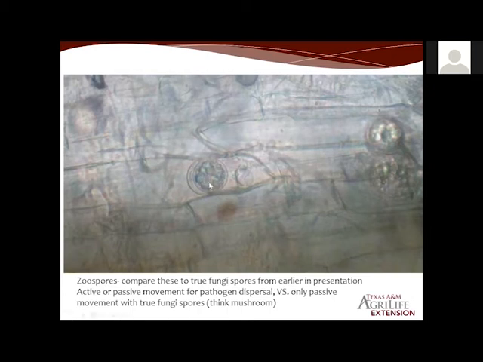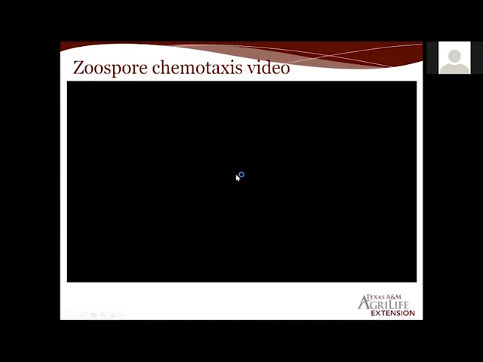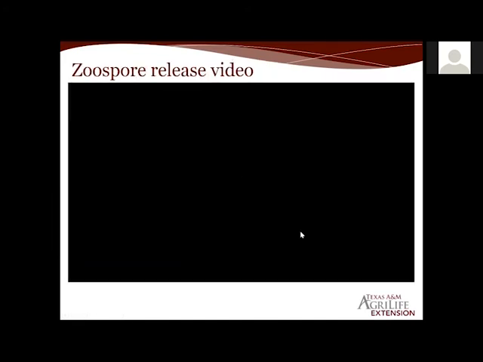Inside here, we have these little blobby looking things, and those are actually zoospores. And zoospores behave very differently from a typical spore. So we're going to see if I can make this work. Maybe. Fingers crossed, guys.